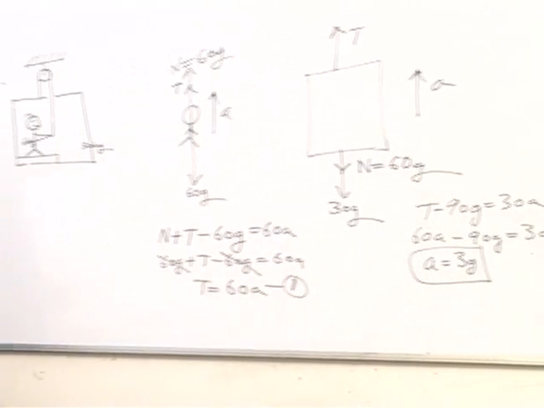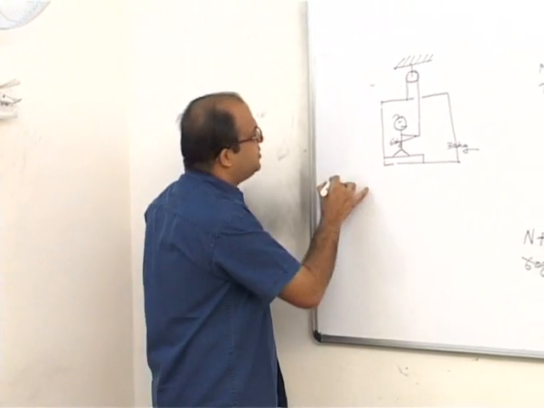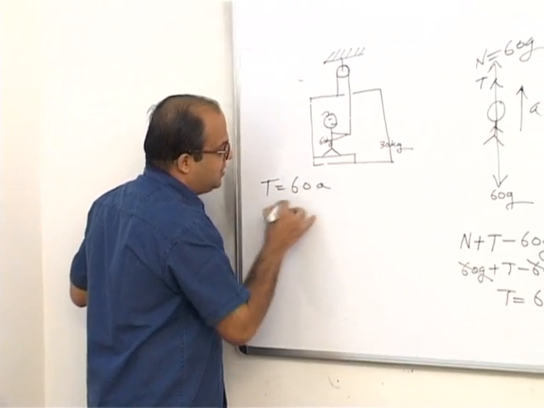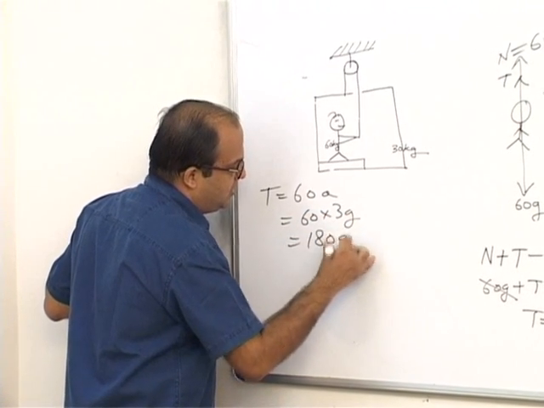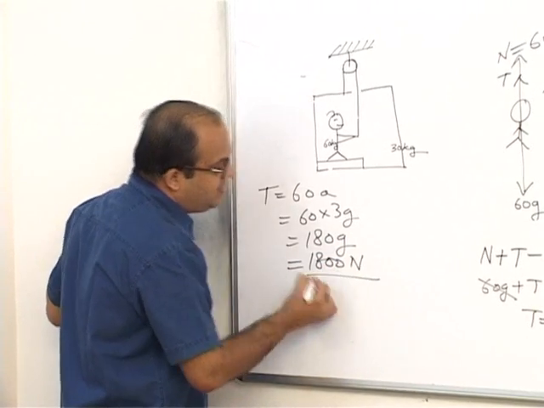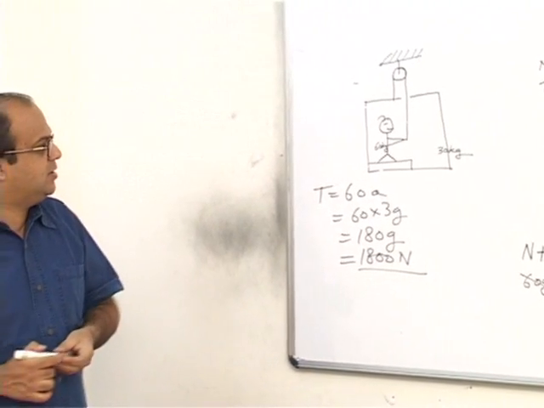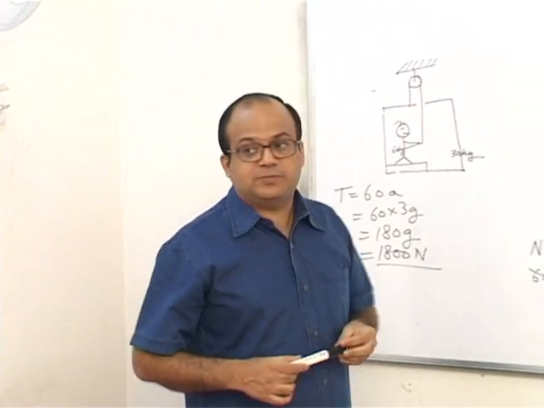Now once acceleration is 3g, we can find tension, because tension is 60a. So tension will be 60a. That is 60 into 3g, 180g. So this tension will be equal to 1800 Newton if g is taken as 10 meter per second square. And that is the force the man has to apply on the rope.